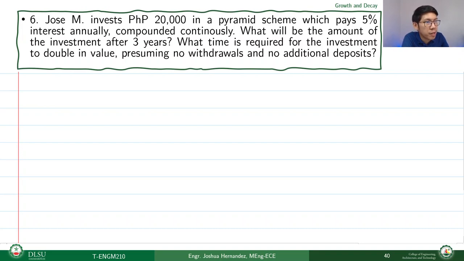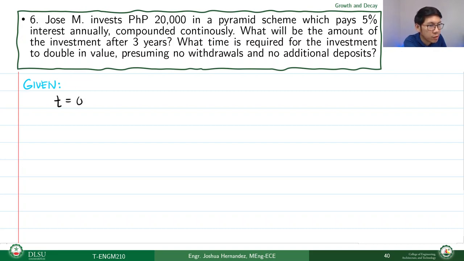Let us quantify the problem by asking ourselves, what are the given values? Sabi rito, nag-invest daw si Jose ng 20,000 sa isang pyramid scheme kasi gusto niyang itry. Sabi kasi sa kanya, gagawin niya daw 10K yung 5K mo. Okay. So, nagbigay ng 20,000 si Jose. That's the initial money that he gave.